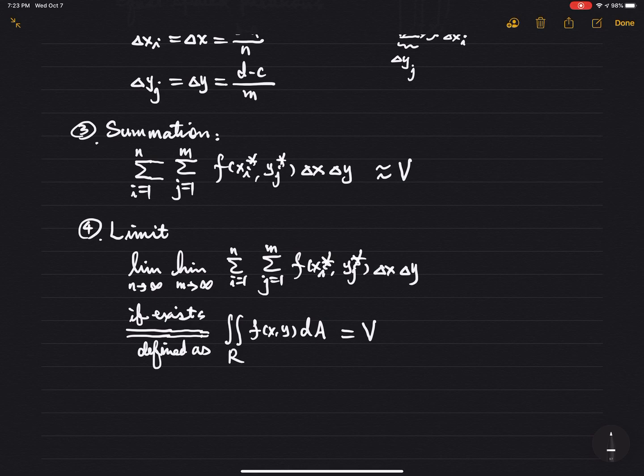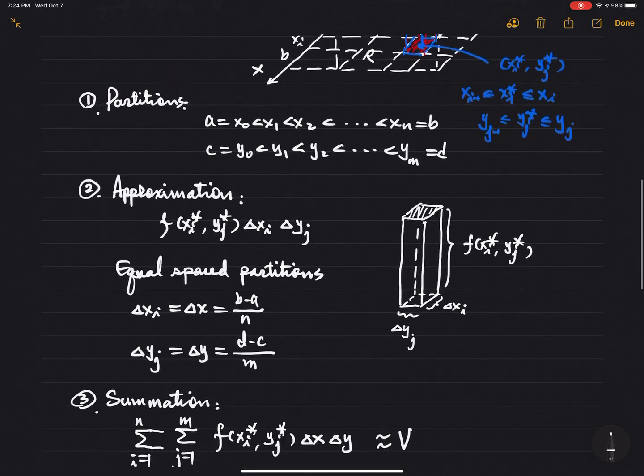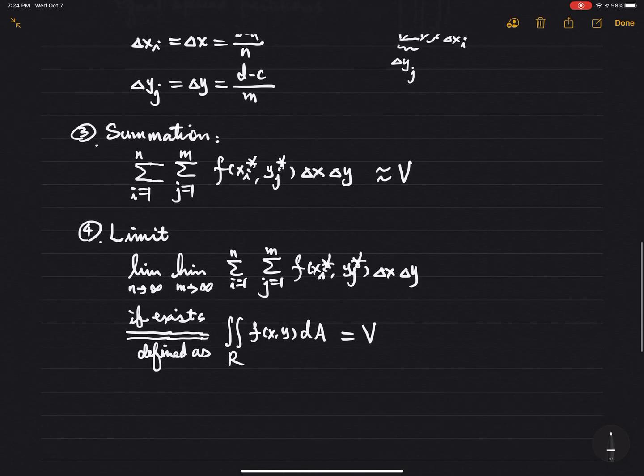Now for some functions, of course the limit may not exist, the limit may go to infinity, or you don't have a limit, it oscillates, for some very special functions. Then we say you cannot find the volume, or the volume does not exist. Now this is a definition. We said the double integral represents the volume of a function of two variables.